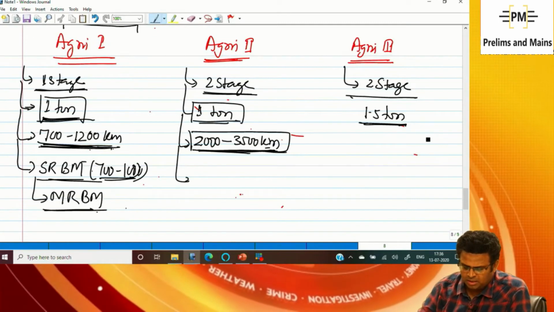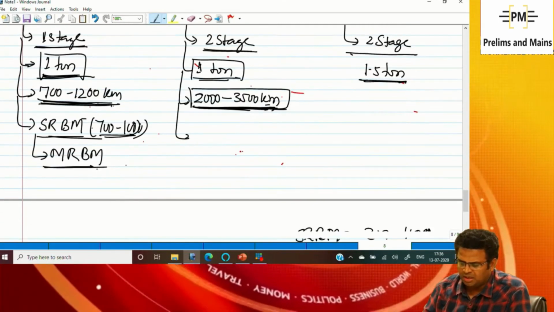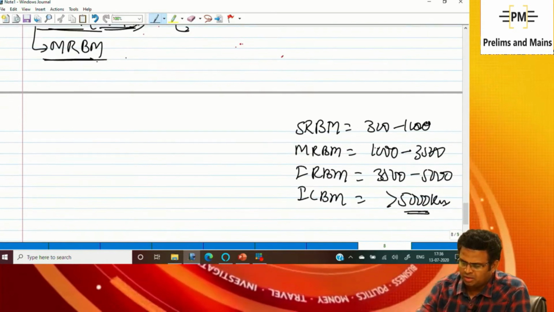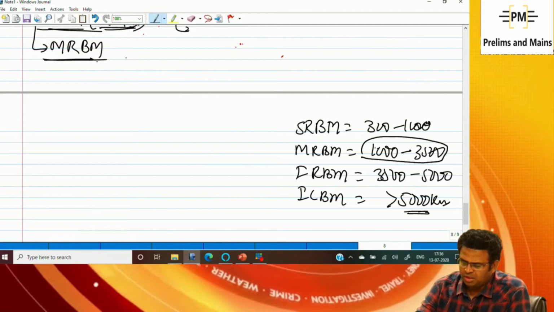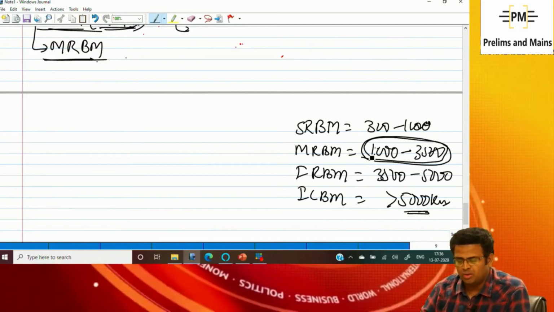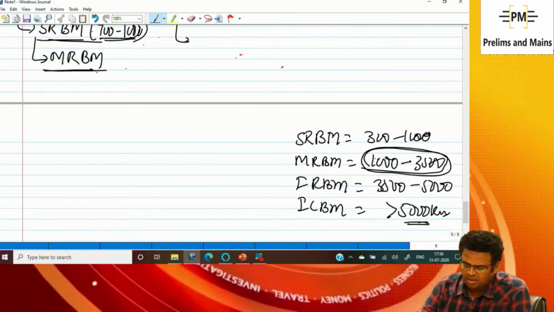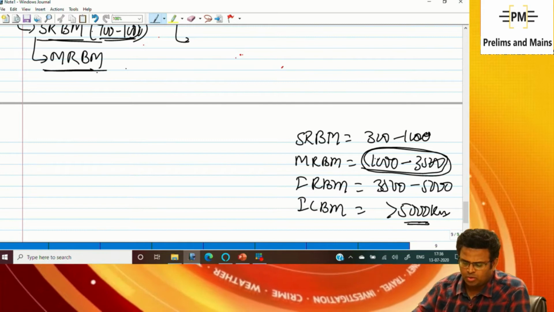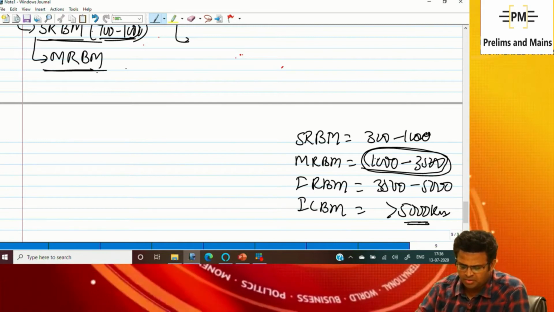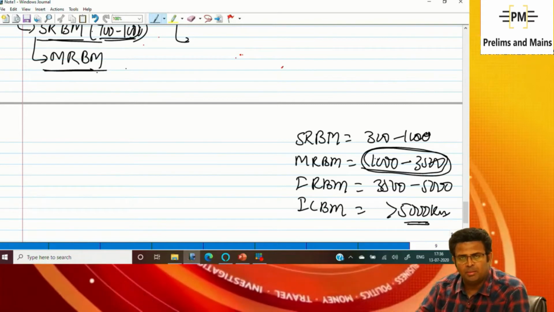I said that here it is 2000 to 3500, it is coming under intermediate range, it is a medium range ballistic missile. It is coming under medium range ballistic missile. 1000 to 3500 means it is coming under, I said that, medium range ballistic missile. So Agni 2 is a medium range ballistic missile, Agni 1 is SRBM, but it can be also MRBM.